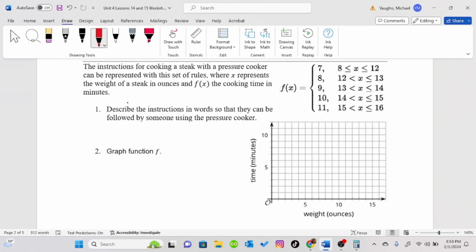So if we look at the top rule, X represents the weight of a steak in ounces. So this top rule says for a steak between 8 ounces and 12 ounces, you cook it for 7 minutes.